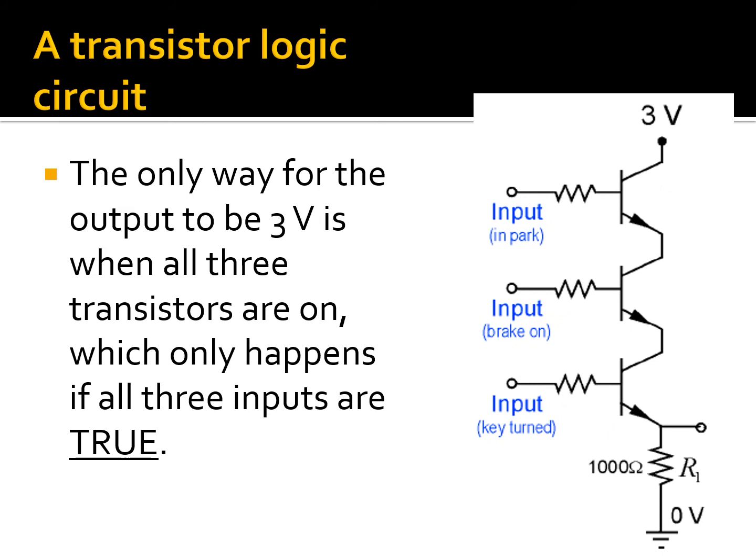So again, the only way the output to be 3 volts is when all of them are on, which only happens if all three inputs are true.